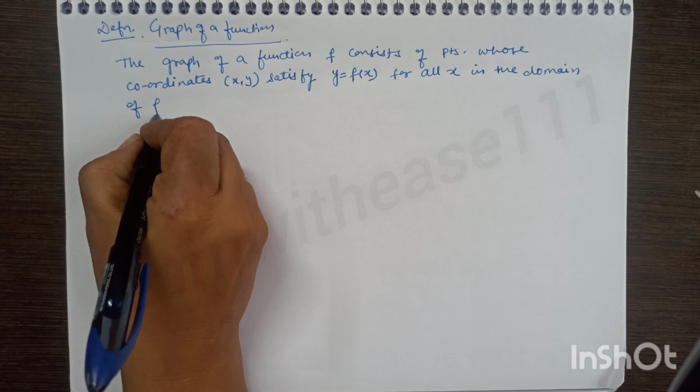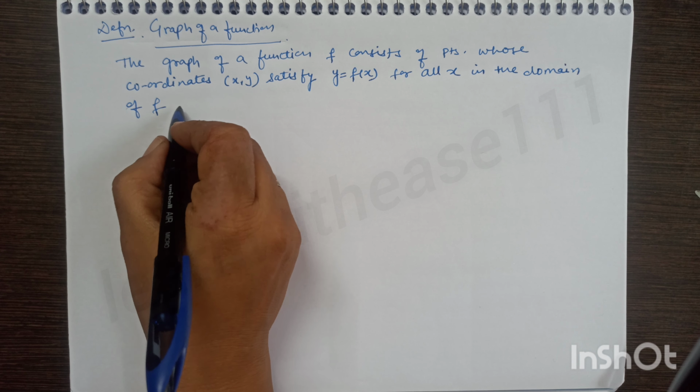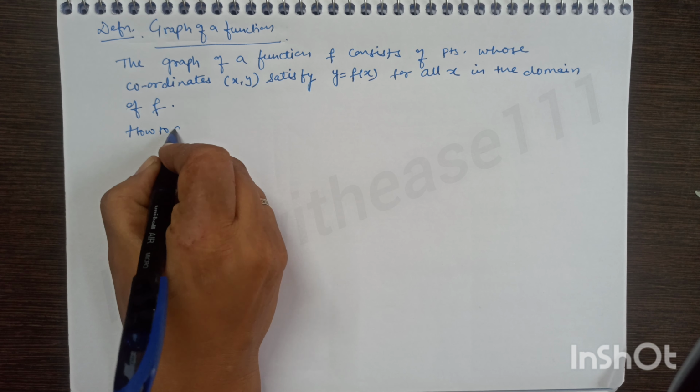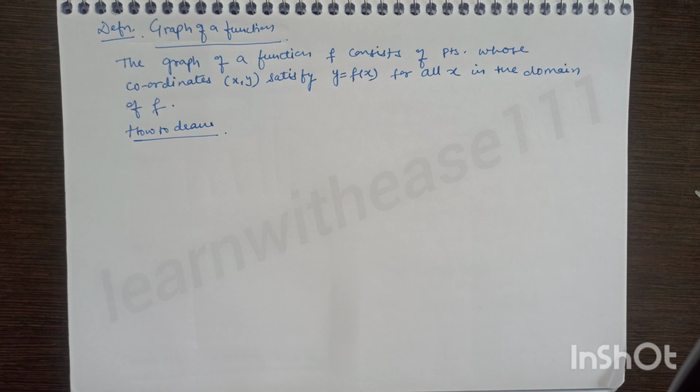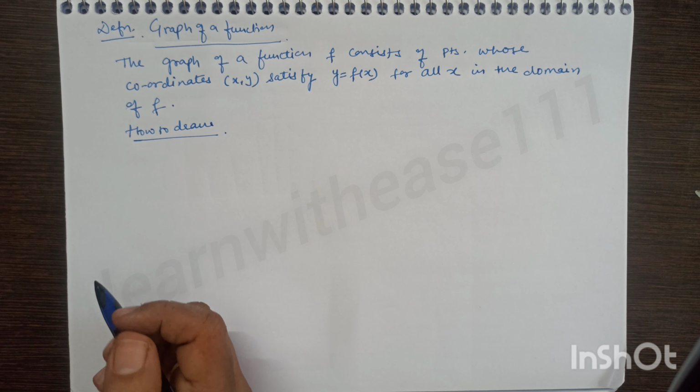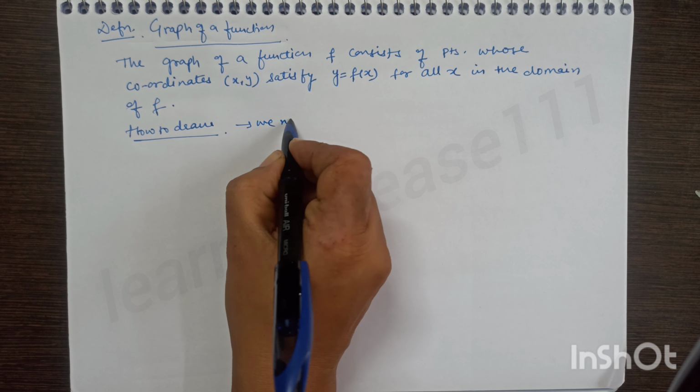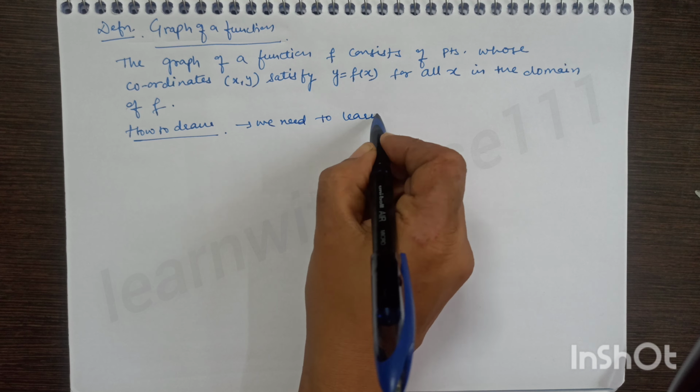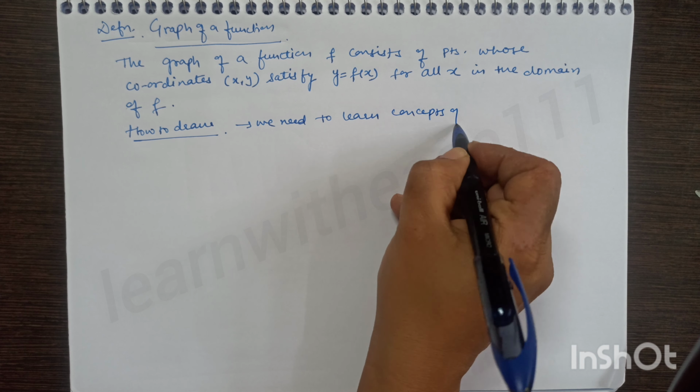So whenever x is a part of the domain, we substitute the value of x and we get some value y from the equation y equals f(x). Then we get a coordinate (x, y), and then plotting of that is called the graph. How can we draw a graph?